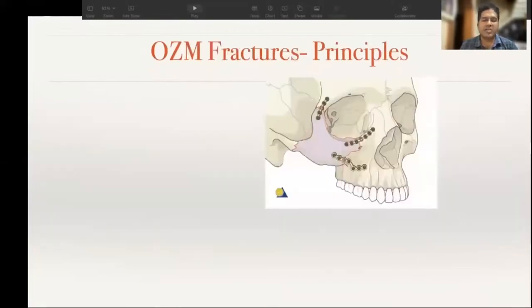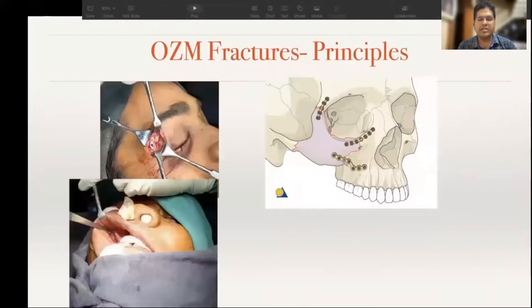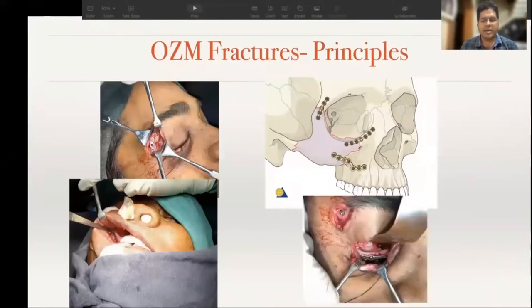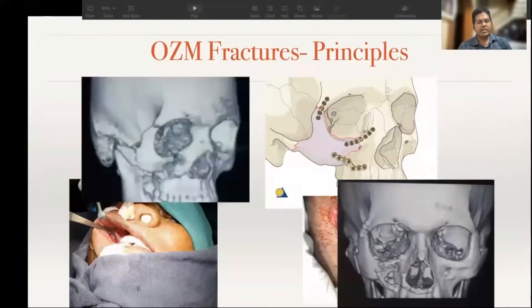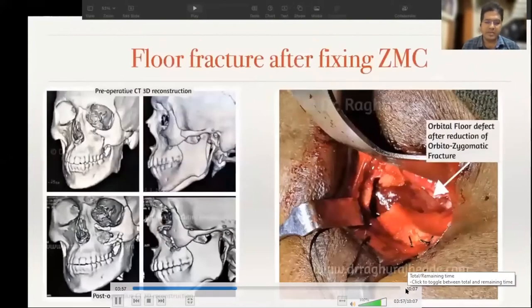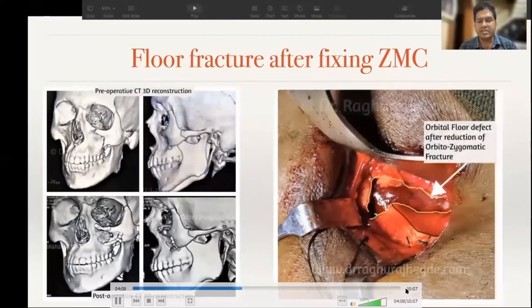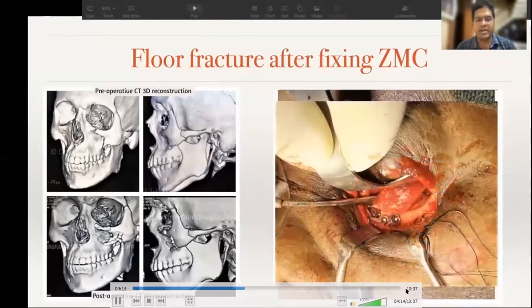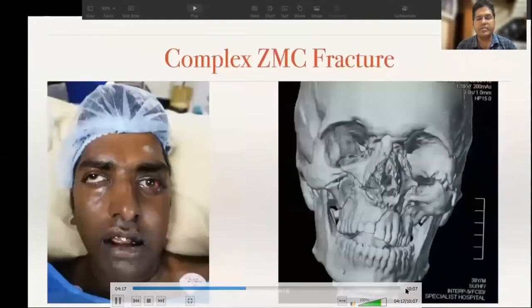Orbito-zygomatic fractures, like I said earlier, is a classical tripod fracture. In this, at least three out of the four main fracture sites can be repaired, like the frontozygomatic site, the zygomatic buttress to the anterior orbital strut, as well as the inferior orbital rim. Usually this is enough, but sometimes after repairing the ZMC fracture, there might be a residual floor fracture that needs to be repaired. So there can be a residual fracture like this marked in yellow line, and this can be repaired using another barrier implant like a biointegratable, bioresorbable implant.